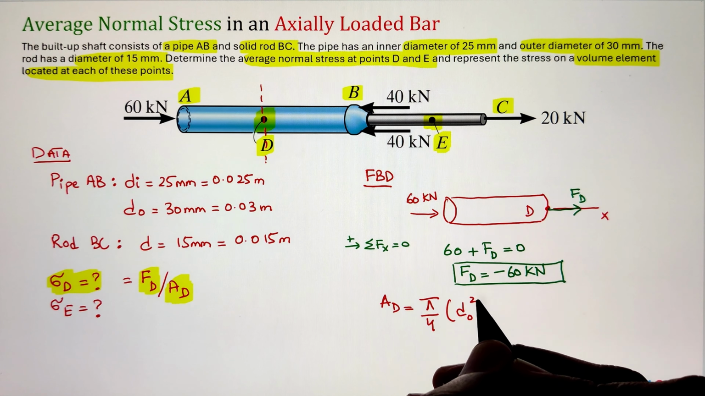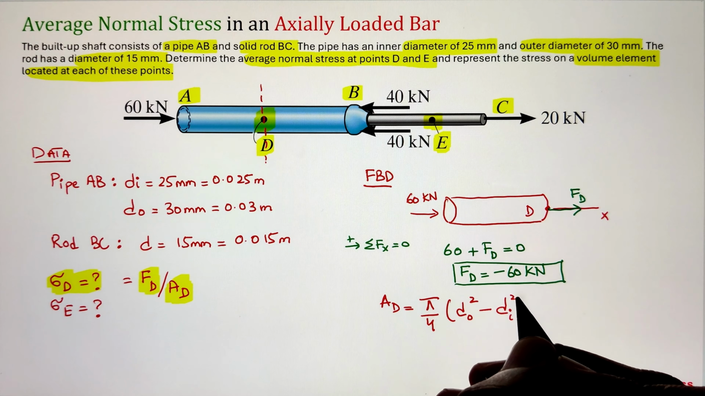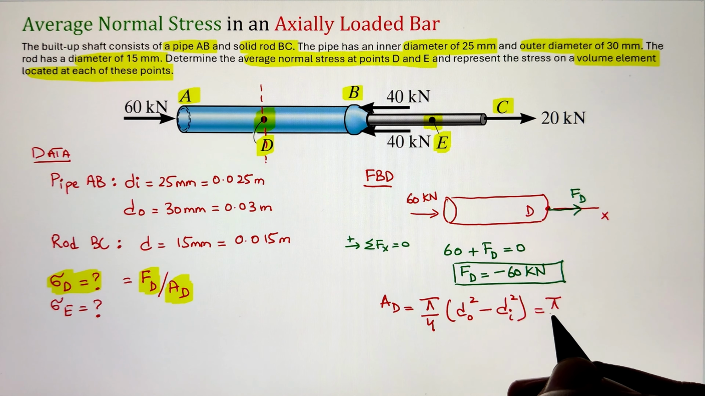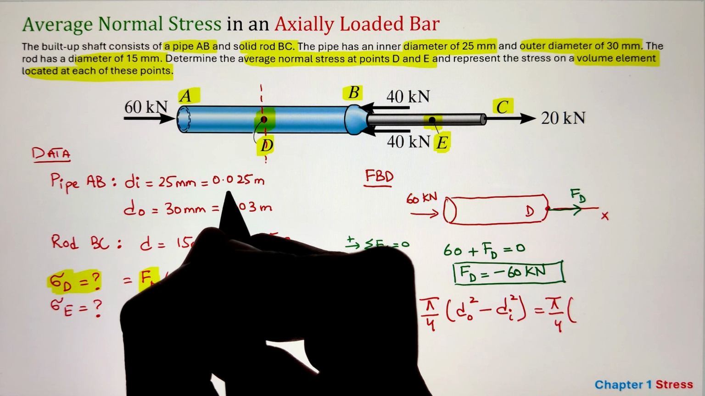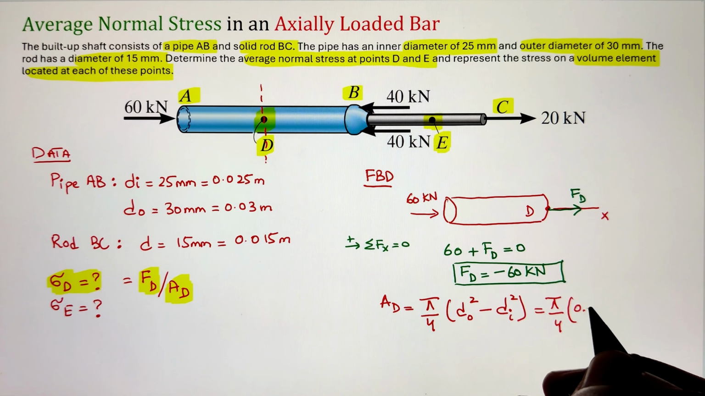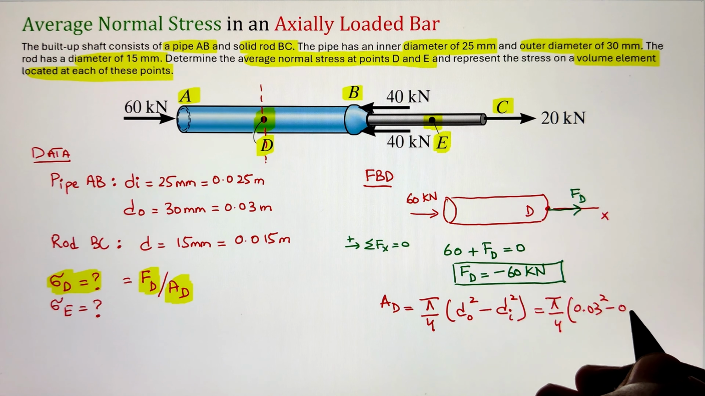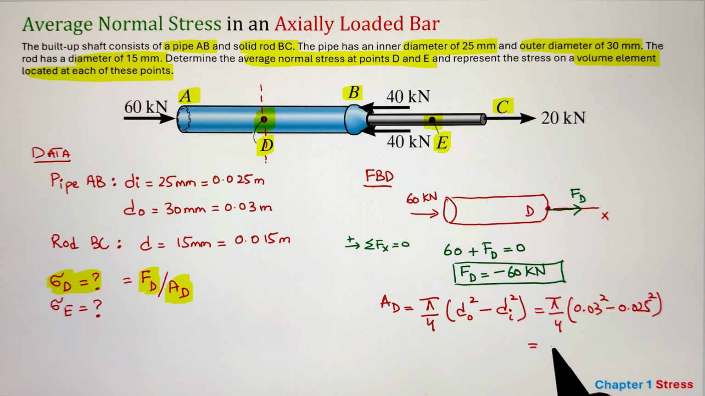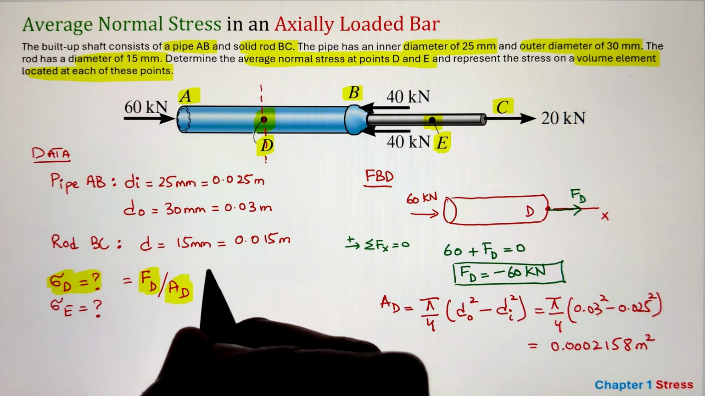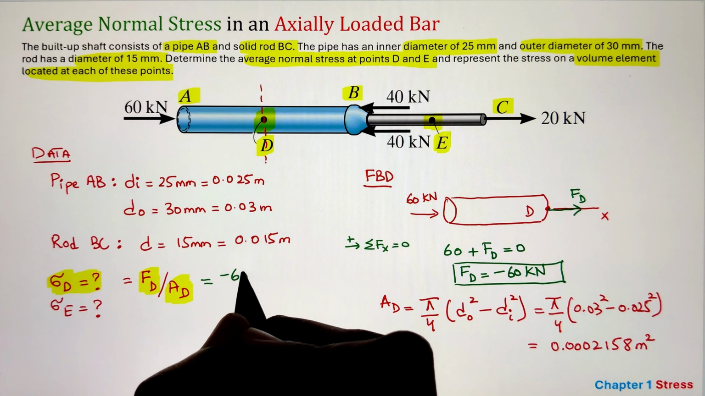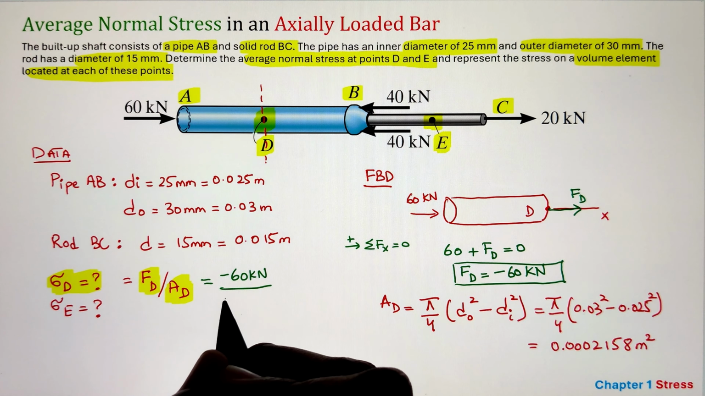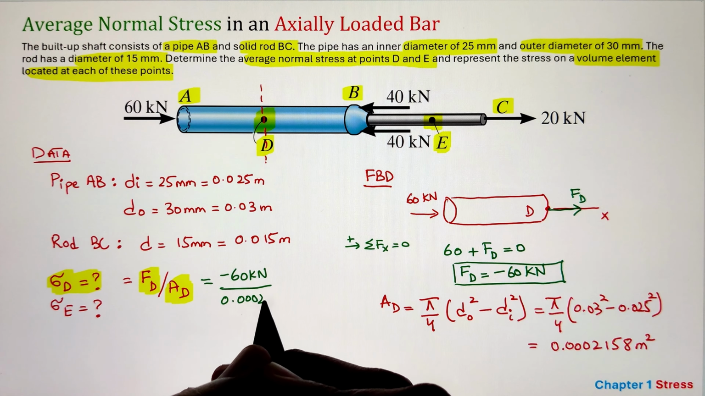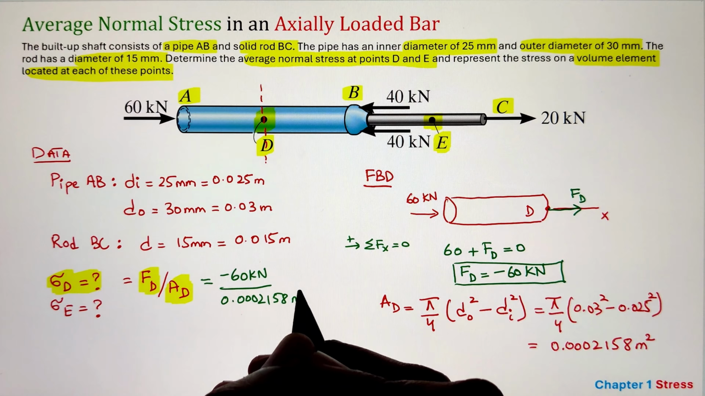So after solving our equilibrium equation, the value of FD comes out as negative 60 kilonewtons, meaning that we have a compressive load acting at point D. Next, to calculate the stress, we just need to calculate the cross-sectional area of the pipe at point D. So we can do that by doing pi over 4 times outer diameter squared minus inner diameter squared. Simplifying, we get the area of the pipe at point D as 0.002158 meter squared. Now, once we have the force and the area, let's take the ratio of these two and figure out our stress value.